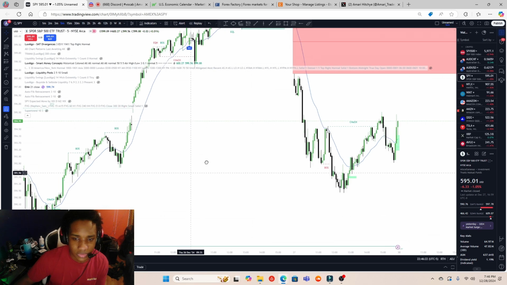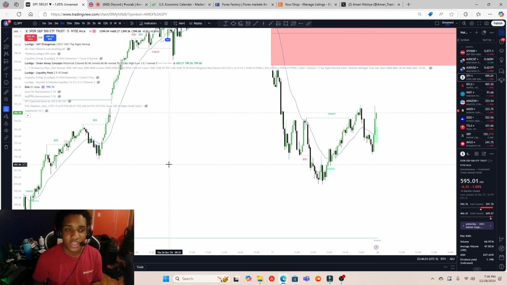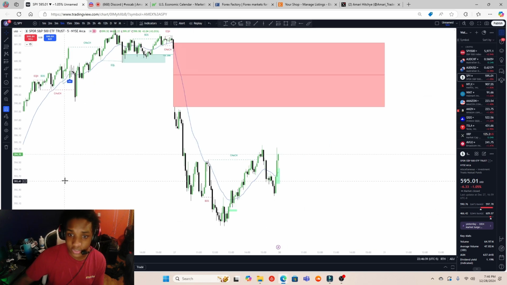So remember, I'm liquid. I go where the money goes. Liquidity moves markets. I trade based off liquidity. I don't trade based off of, I don't know, hopes and dreams and prayers. I actually get a plan. I actually get an entry, and I actually go get a good trade. So I'm liquid. I go where the money goes.